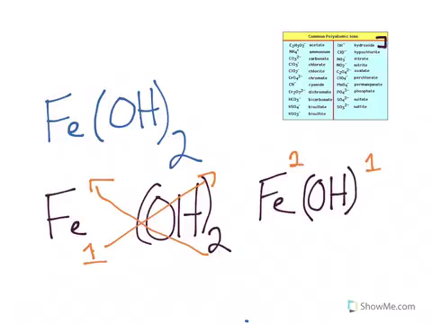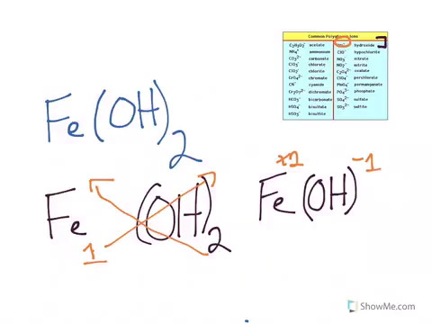So my iron, remember, is, well, I already know my hydroxide is a minus. It's a -1 because it tells us right there. Alright, my iron is also a metal. It's a transition metal, so we know that it's a cation, so it's going to be positive.